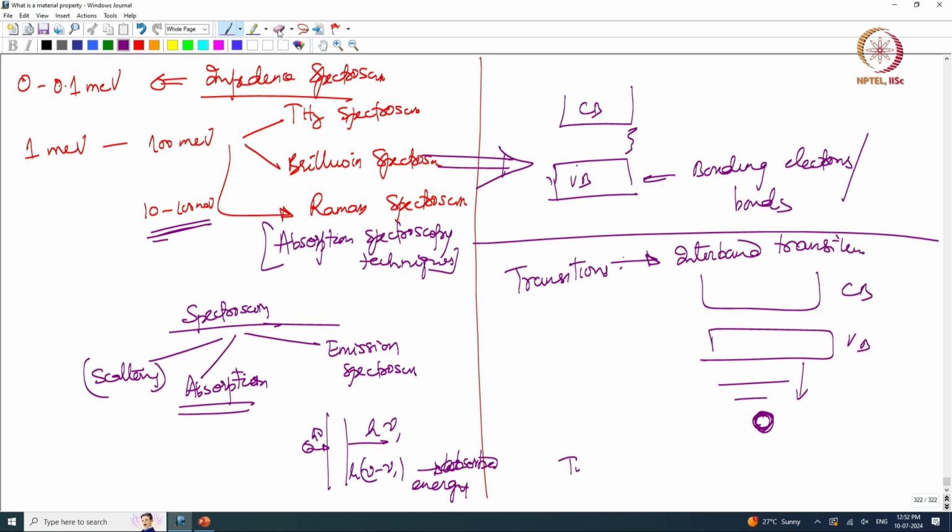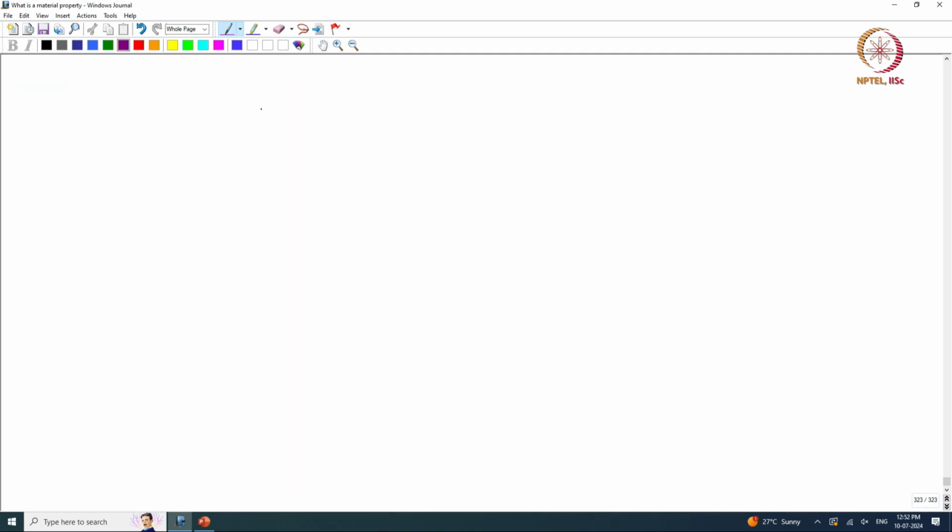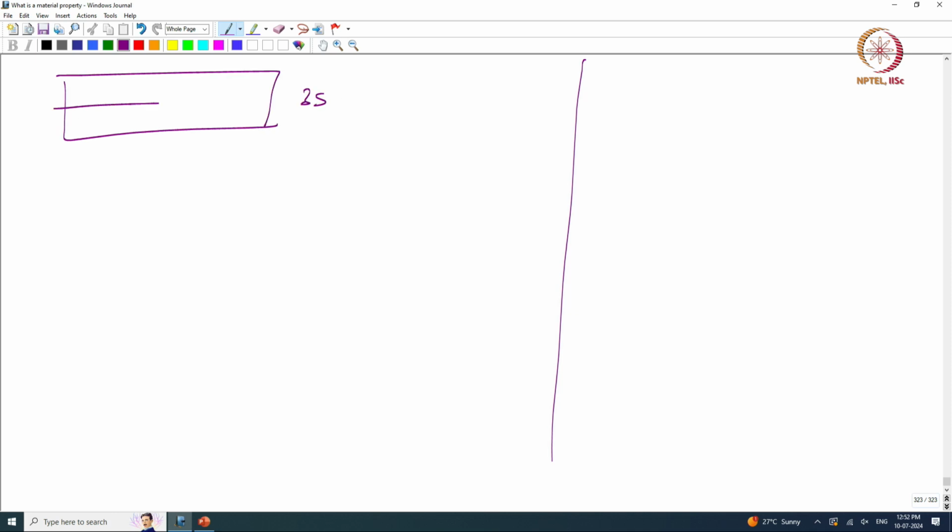Let me make my life easier and take something like a sodium atom. Sodium is 1s2, 2s2, 2p6, 3s2, and then 3s1. If I make a solid out of sodium, the band structure will look something like this. I have a 3s band which is half filled, because now I am putting 6.023 times 10 power 23 sodium atoms together. If I bring 2 sodium atoms together, the 3s level will split up into 2.